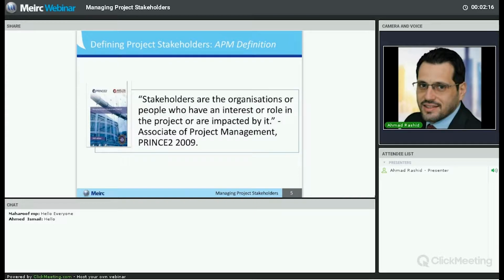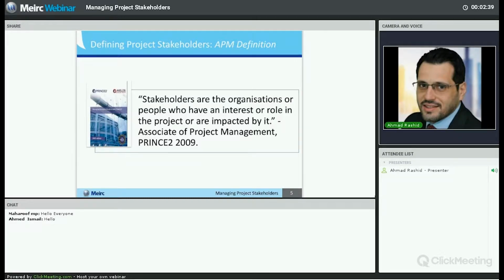There are hundreds of definitions of project stakeholders, but the most common, the most famous ones, are the ones introduced by the UK and the USA standards. So the UK government has its own methodology in managing projects, which they refer to as Prince2. In their Prince2 manual, they define stakeholders as the organizations or people who have an interest or role in the project and are impacted by it.